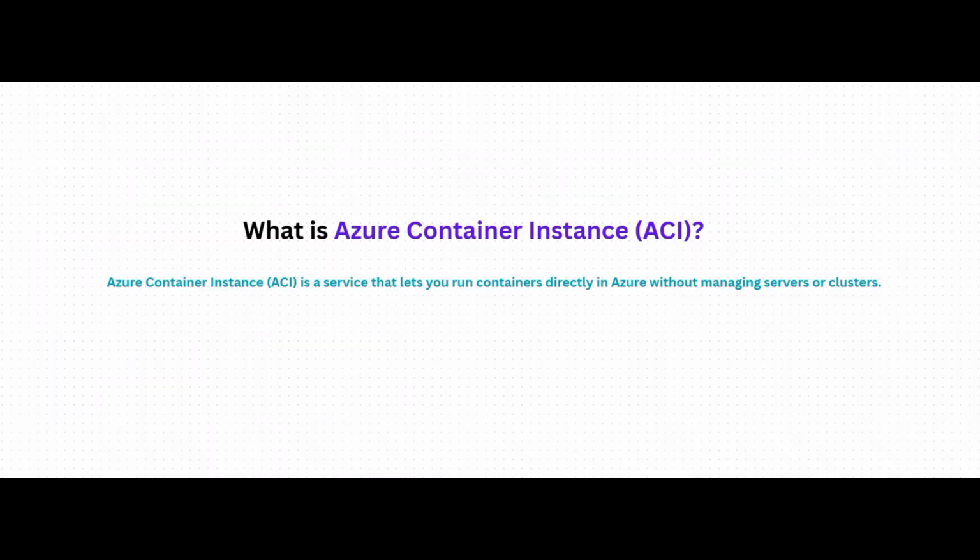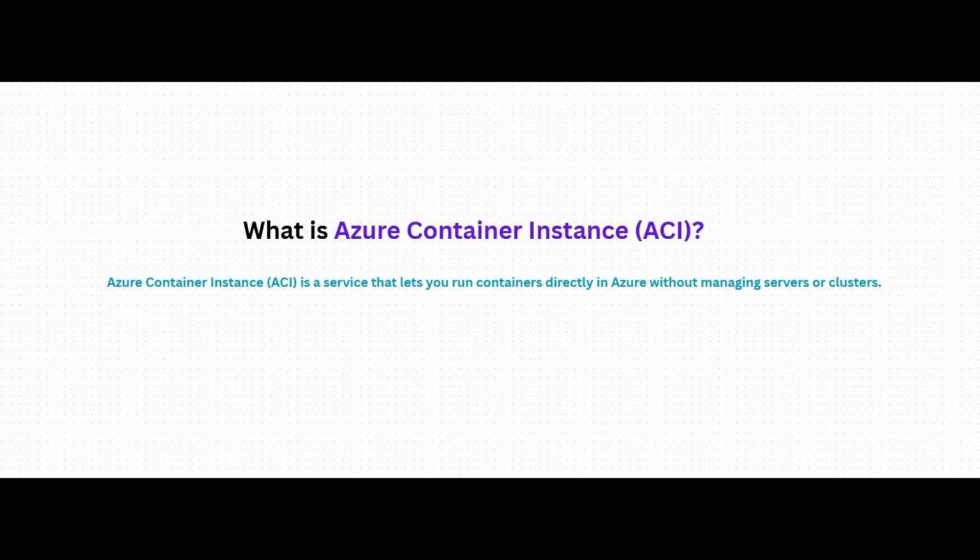So now that we understand what a container is and how everything gets packed into a portable unit, it's time to understand Azure Container Instance, or ACI. Azure Container Instance is a service that allows us to run containers directly on Azure without worrying about managing the server or cluster. That means no virtual machines, no Kubernetes, just our container running in the cloud.